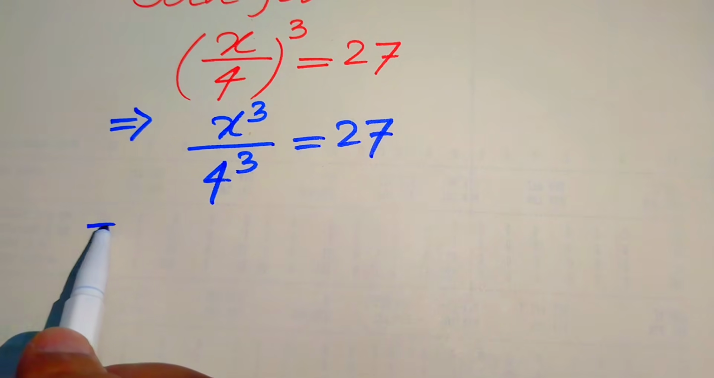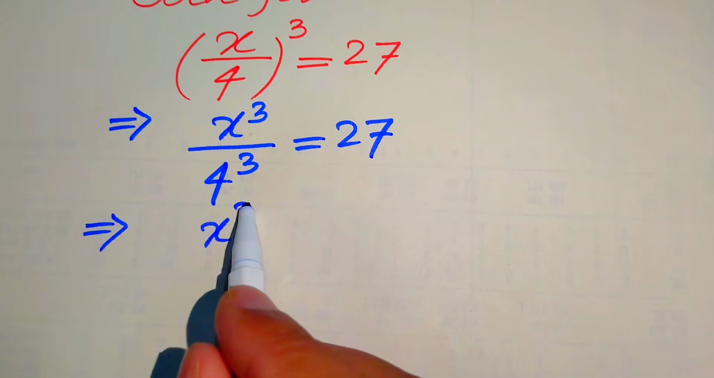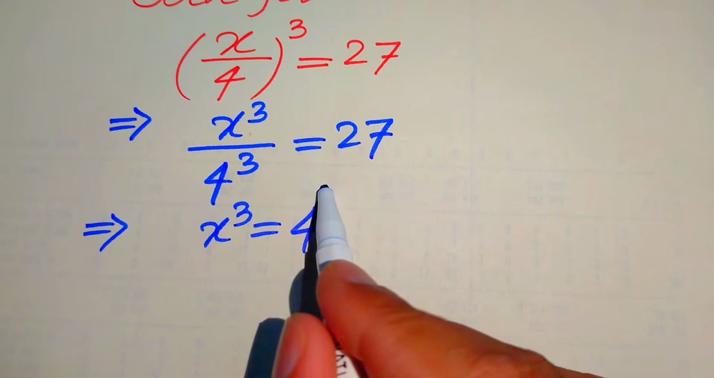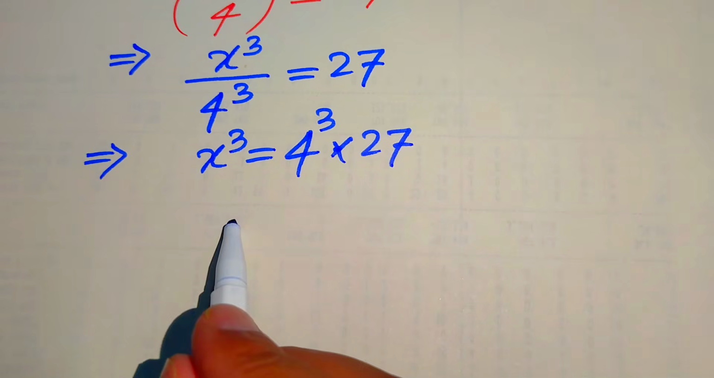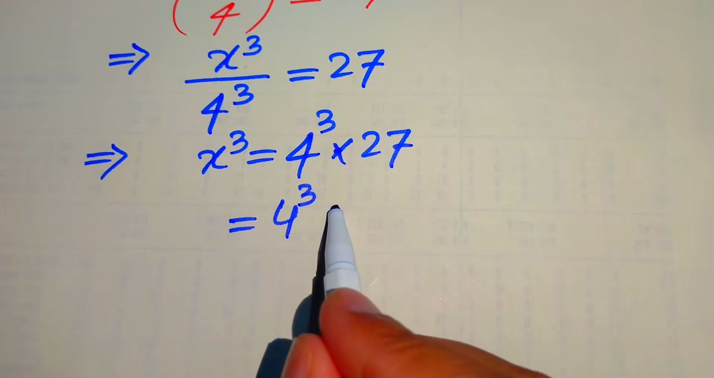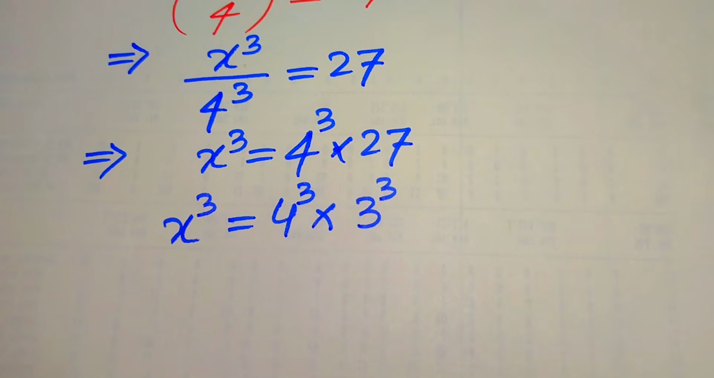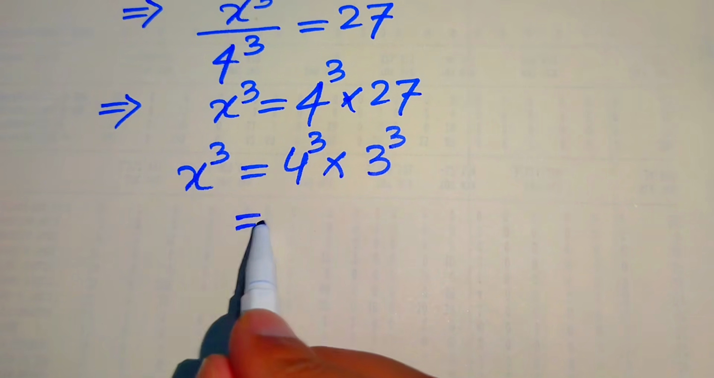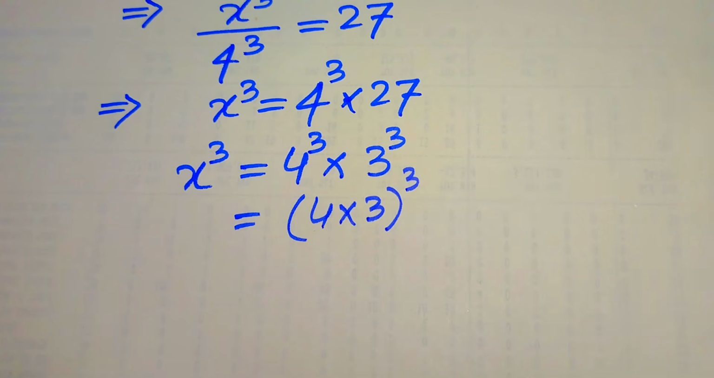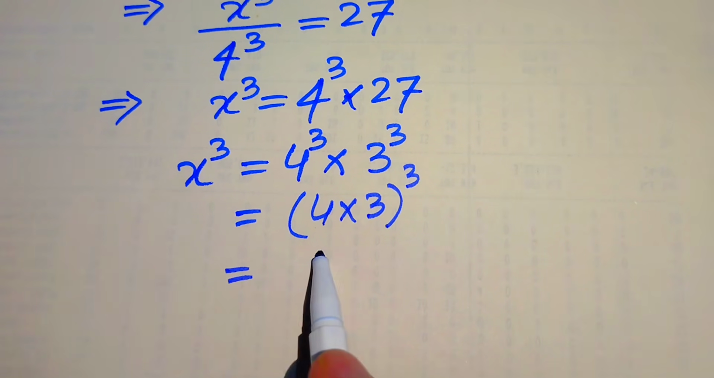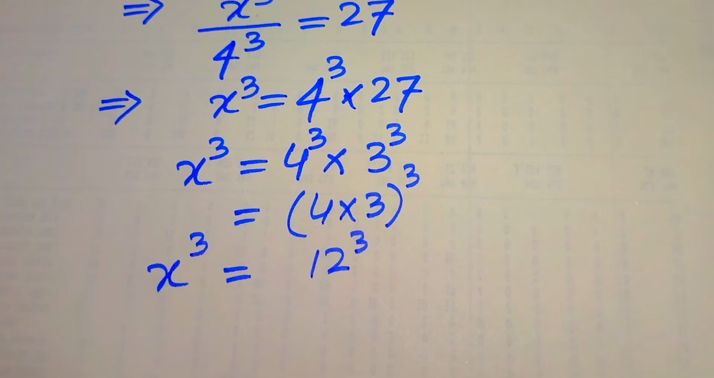Further, in the next step, we move 4 cubed from the left hand side to the right hand side, and it is written as x cubed is equal to 4 cubed multiplied by 27. Here we need to find the prime factors of 27, and we know that the prime factors of 27 are 3 cubed, and on the left hand side we have x cubed. So we combine the cube on the right hand side, and it is written as (4 multiplied by 3) whole cubed. We know that 4 times 3 becomes 12 and its whole cubed, and on the left hand side we have x cubed.